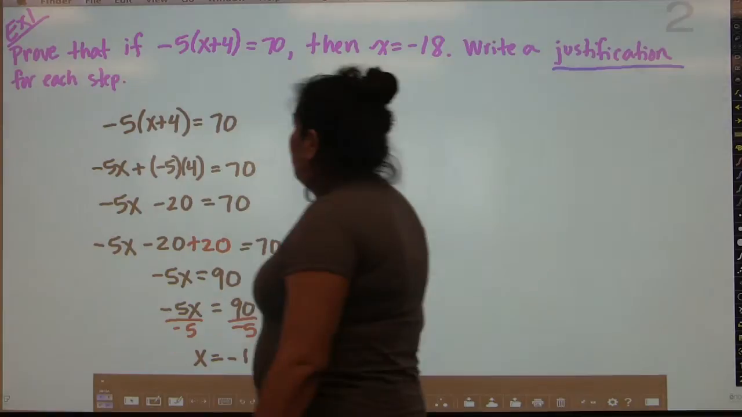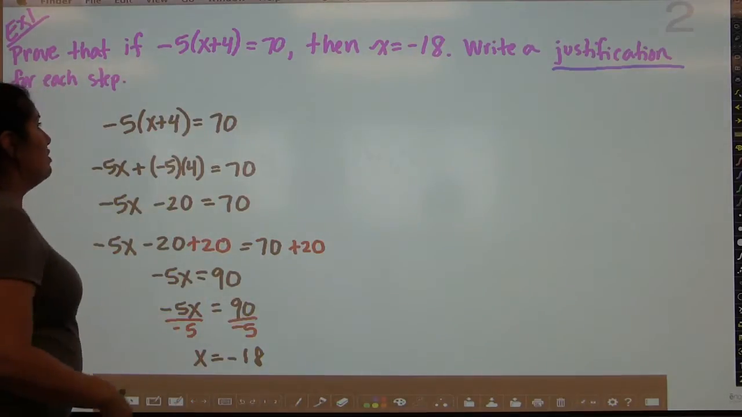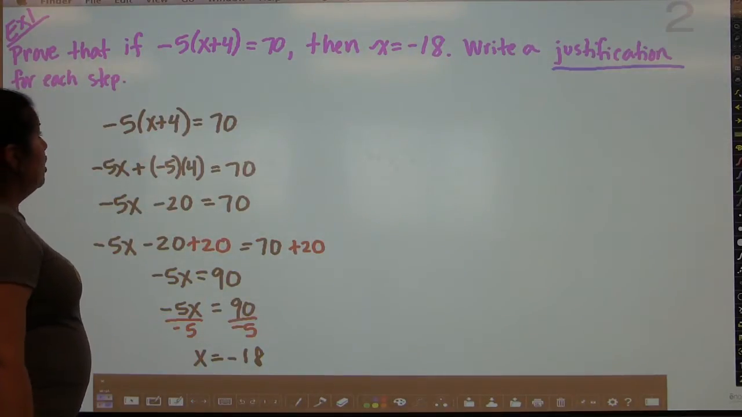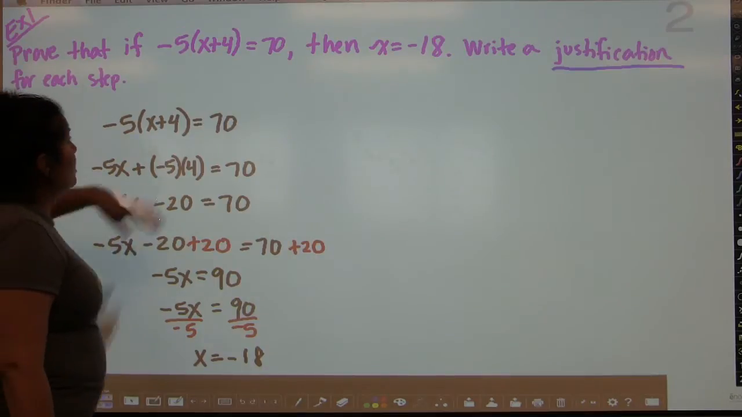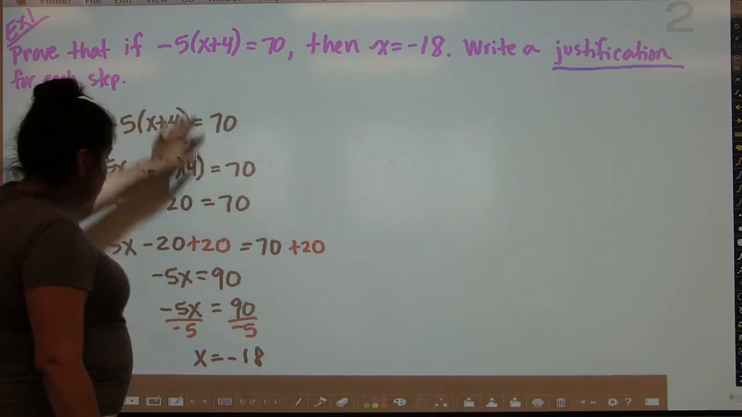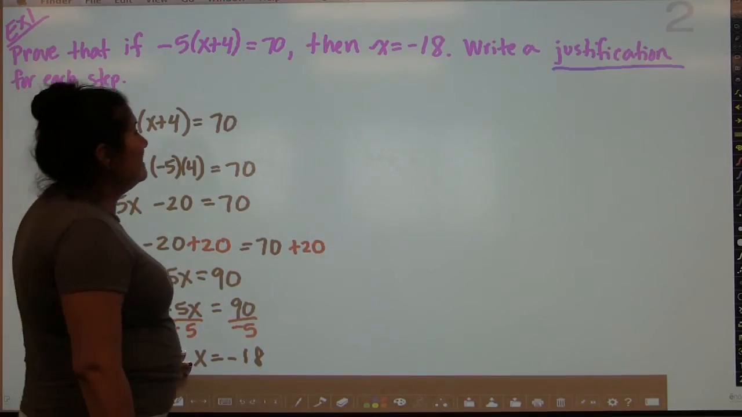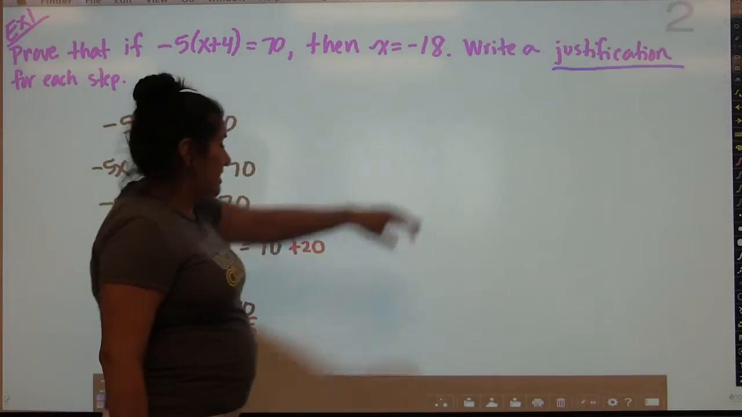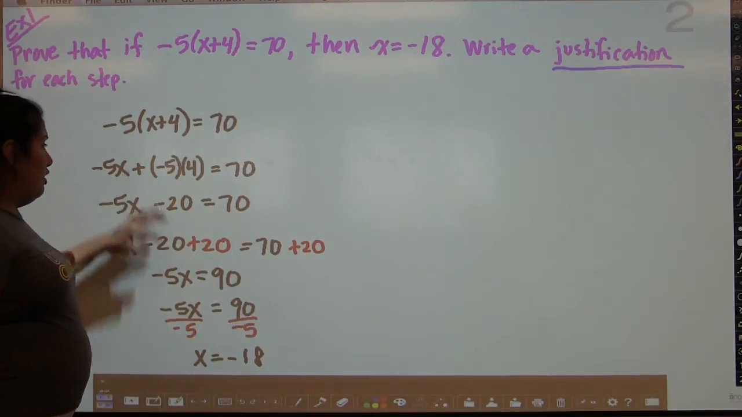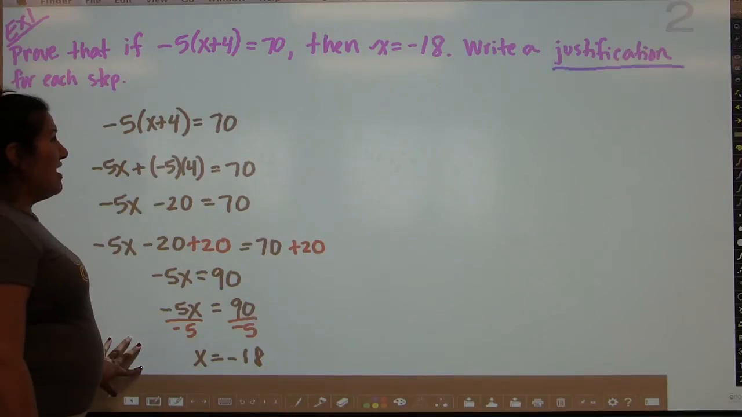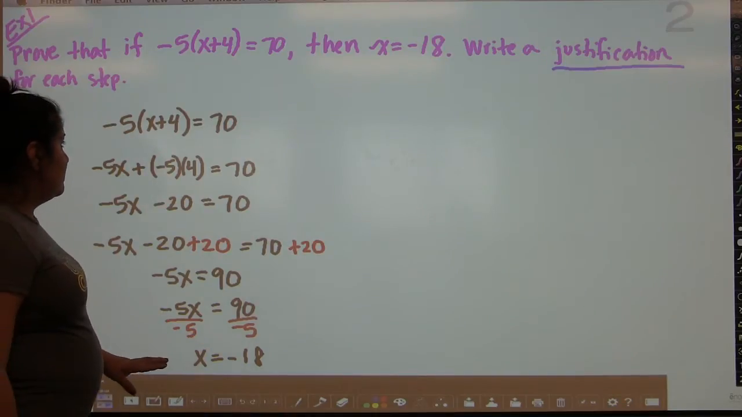I mentioned before that when you have a proof, the good news is that you already know the answer. Normally in algebra, we would ask you to just solve this equation, and you would solve it. In this case, they already told us the answer is -18. We know it's -18, and here are all the steps involved. But what we have to do is justify each of those steps, okay?